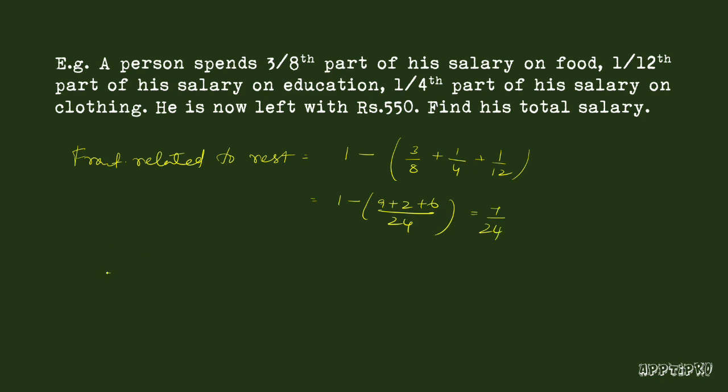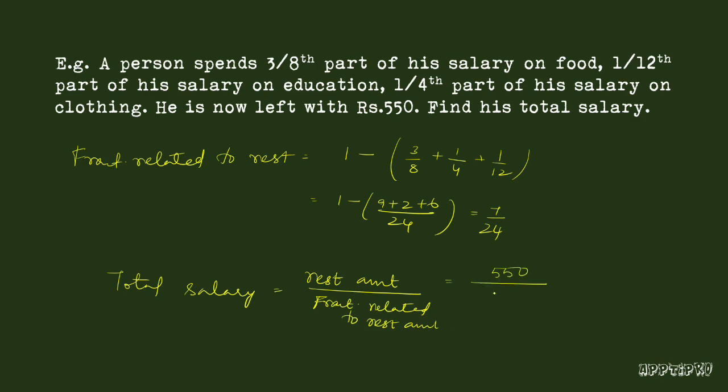Now you have to find the total salary. So total salary is equal to the rest amount divided by the fraction related to the rest amount. That is 550 divided by 7 by 24. So 550 into 24 divided by 7, which gives 1885.71 rupees.